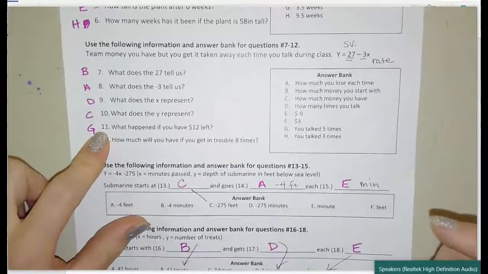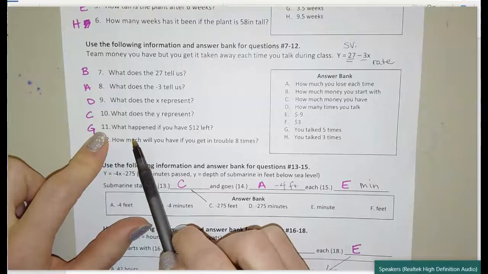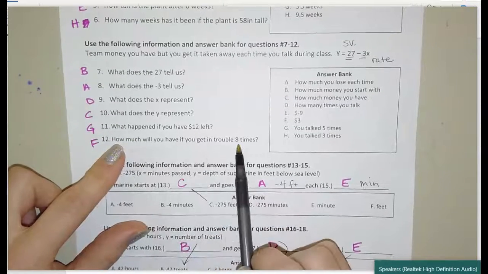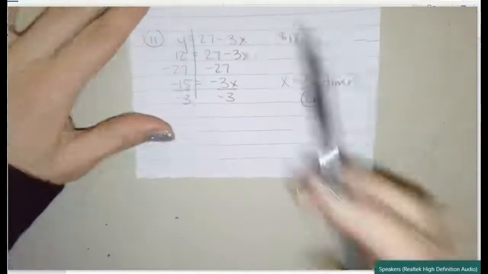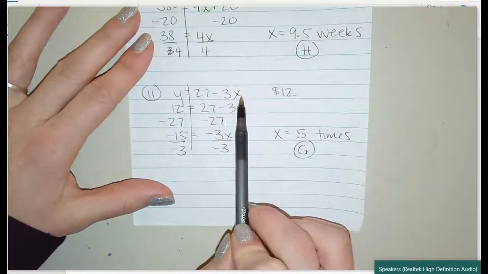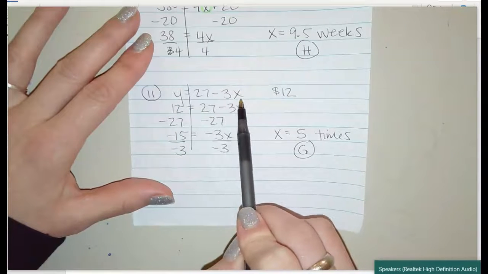Number 11 and 12, they want us to use the equation again to calculate what happens if you have $12 left, and how much money you have if you talked or got in trouble 8 times. So here is number 11. My equation is y equals 27 minus 3x. Right, I start with $27 and get 3 taken away every time I talk.